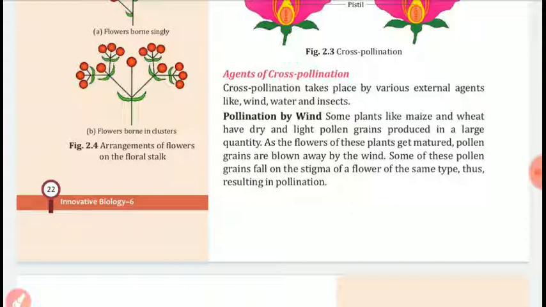Let's see how pollination is done with the help of wind. Some plants like maize and wheat have dry and light pollen grains produced in large quantity. As the flowers of these plants mature, pollen grains are blown away by wind. When these pollen grains fall on the stigma of a flower of the same type, it results in pollination.